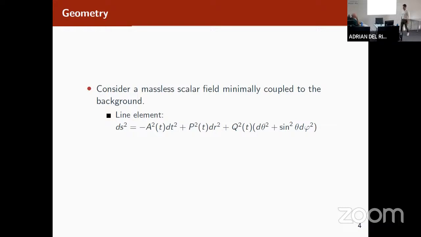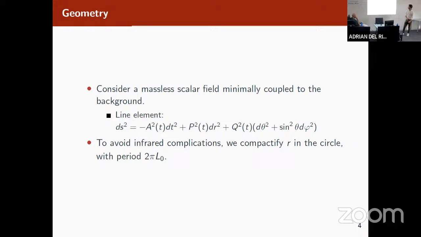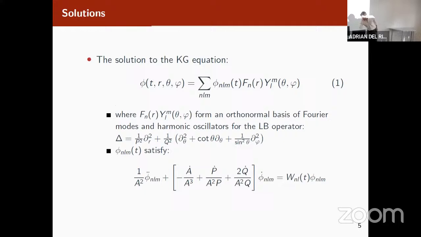To avoid infrared complications, we decide to compactify the radial component in the circle with period of 2 pi L naught, where L naught is a fiducial length. After that, we can expand the solutions as usual in Fourier modes. So F and Y are Fourier modes and are an orthonormal Fourier basis, which form a harmonic oscillator to the Laplace-Beltrami operator, which is given by this equation over here.